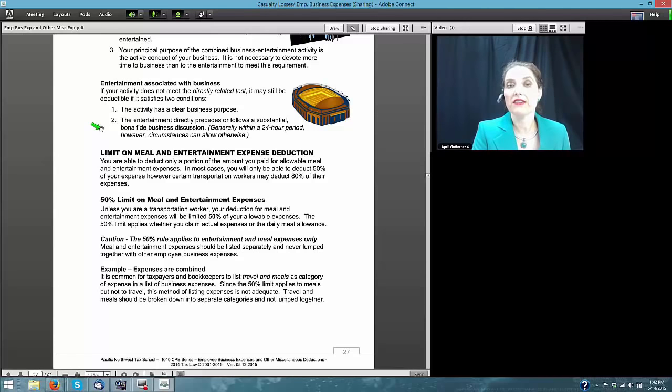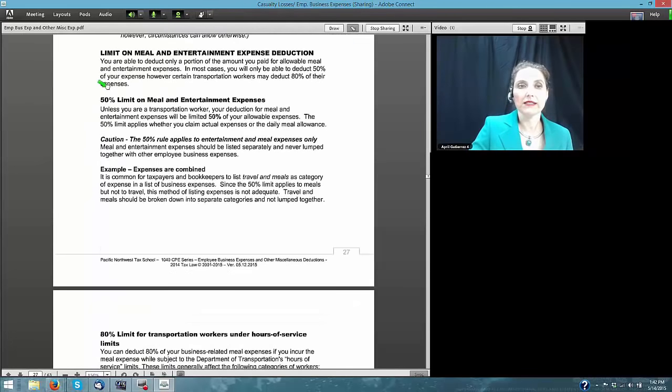But it could be that you decide that you're going to hold that substantial business discussion with your client at your regular business location, and then after that business discussion has concluded, you decide to take them out to the ballpark. Either of those scenarios the IRS would allow as an entertainment expense.